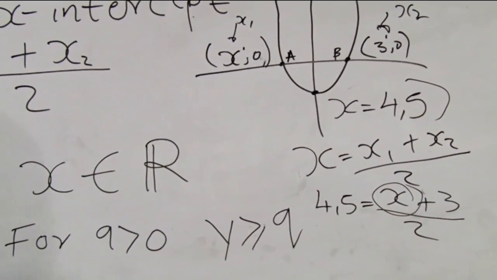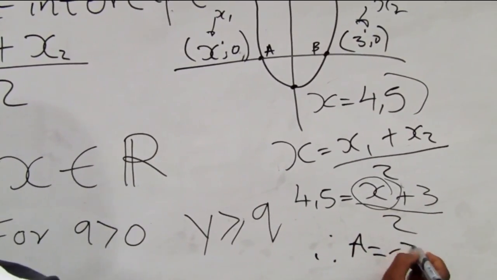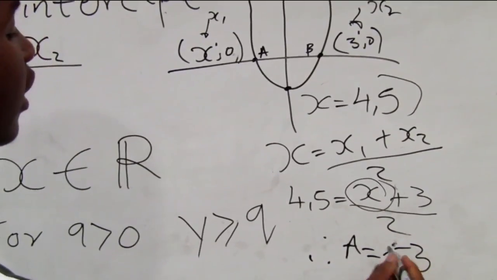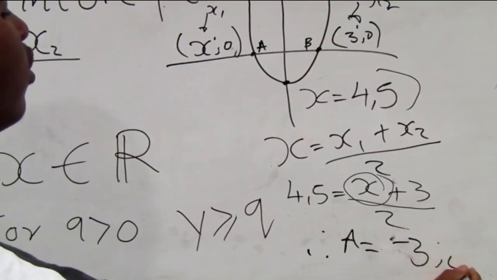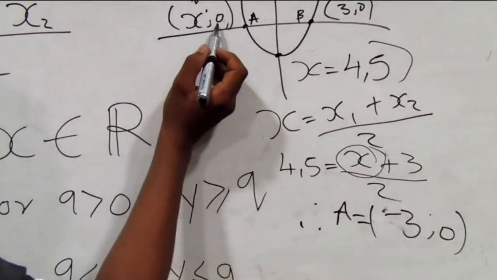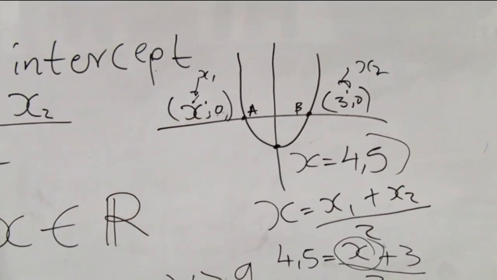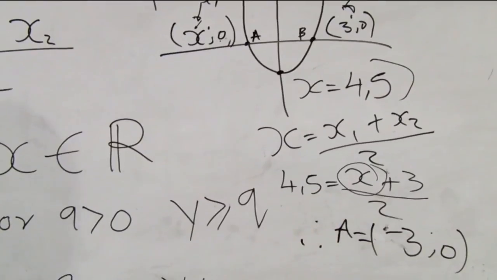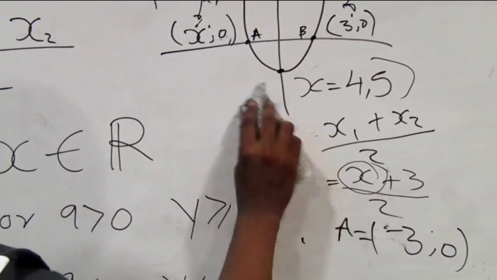After getting your x, you conclude by saying our point A, let's take is (-3, 0). Since we know that our y is 0, we just calculate our value of x, of which we presume that when you substitute and solve for x, we are going to get negative 3. That's all for the axis of symmetry.